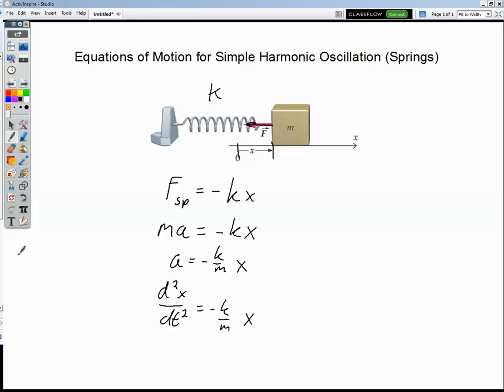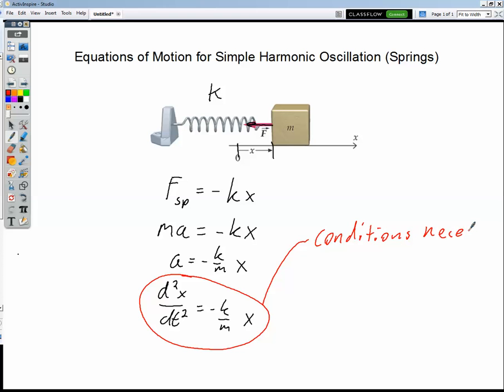All right? The takeaway from this is we know that a spring is a simple harmonic oscillator. And this right here is something that should ring alarm bells in our head in the future, because this is the requirement for simple harmonic motion. If we ever have the second derivative of position proportional to the opposite of the position, then we're looking at simple harmonic motion. All right, so the conditions necessary for SHM, simple harmonic motion. And we're going to see this again when we take a look at pendulums.